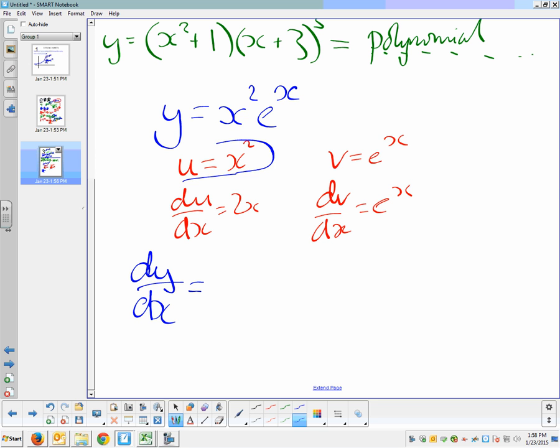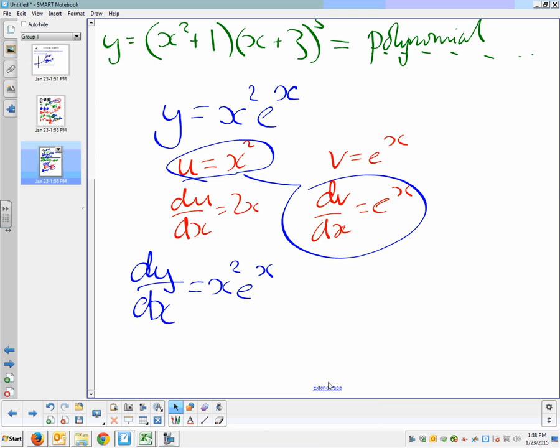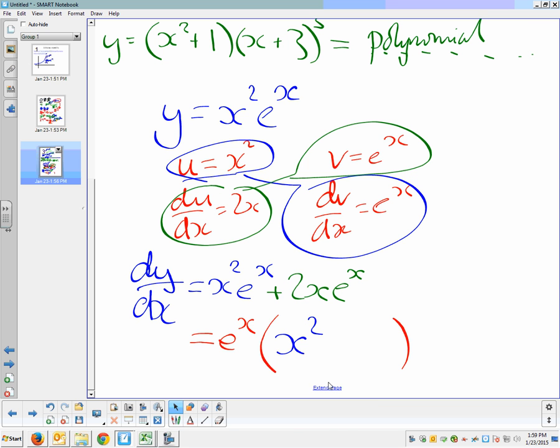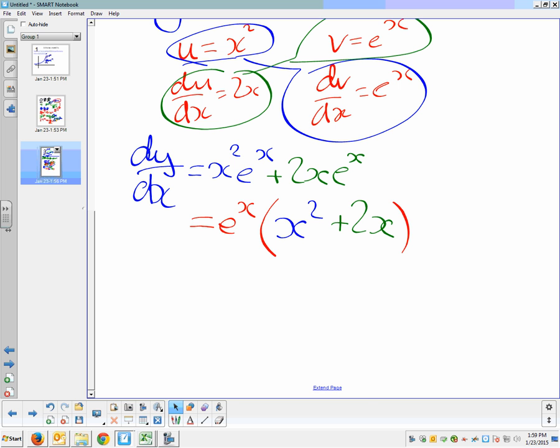U dv by dx, x squared e to the x. Let's go with green, plus v du by dx equals x squared e to the x plus 2x e to the x. The nice thing about e to the x, because it differentiates to itself, is that products inevitably can be factorized. And if we had to differentiate it again, we'd only have to use one application of the product rule.